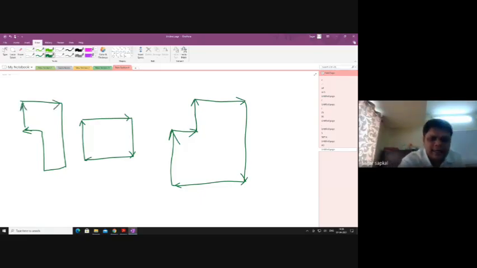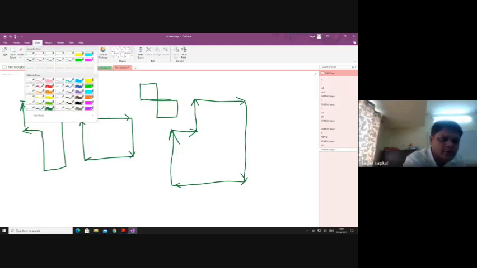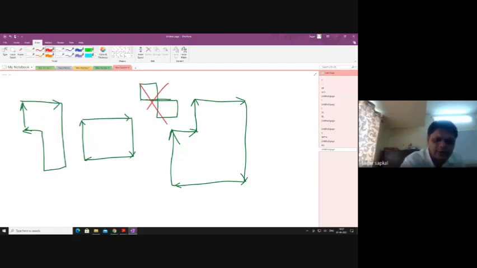But I'm starting from this point, going in this direction, coming here, going up, going here, and coming back. This is wrong loop. This is not a loop. This is wrong. Okay? This is correct. This is correct. This is correct. So crossing should not be there.